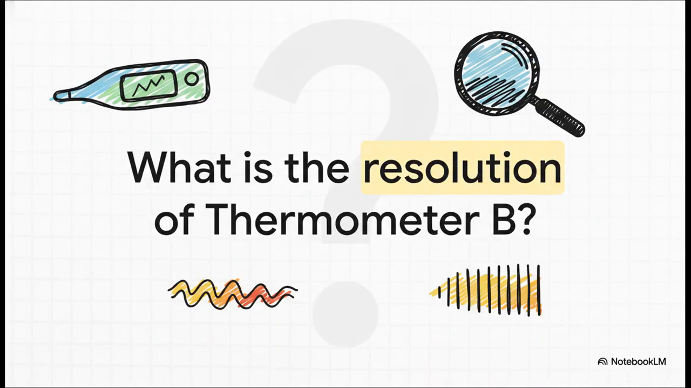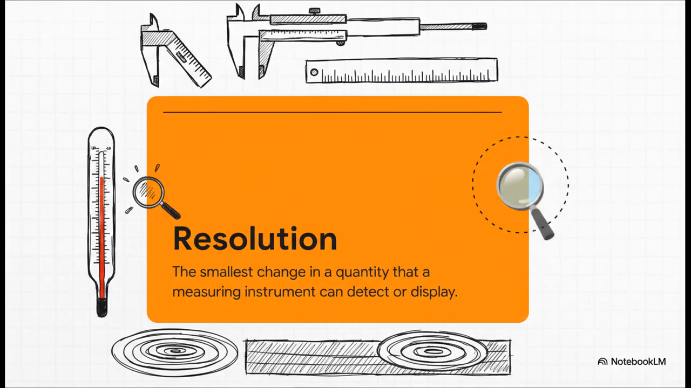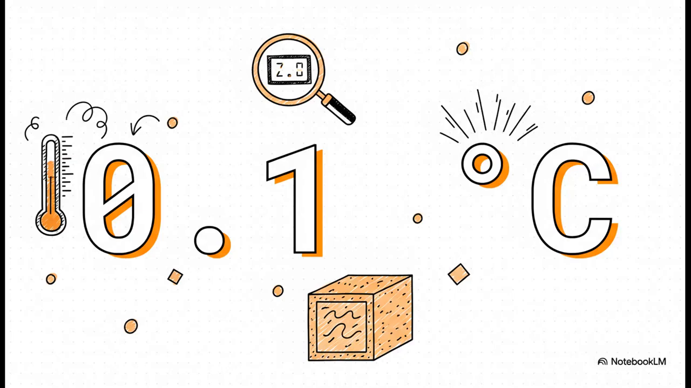Let's zoom in on the digital one for a second, thermometer B. A really important feature of any measuring tool is its resolution. So looking at that screen, what's the smallest possible change in temperature that this thing can actually show us? So, what is resolution? Well, it's all about the level of detail you can get. Think of it like a camera. More pixels give you a sharper image. Here, a smaller resolution means a more precise, more detailed measurement, which is almost always what we want. And the answer is 0.1 degrees Celsius. You can see it right there on the display. It shows 1 decimal place. That means it can spot changes as tiny as 1/10 of a degree.